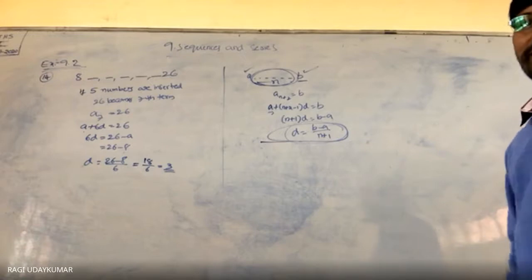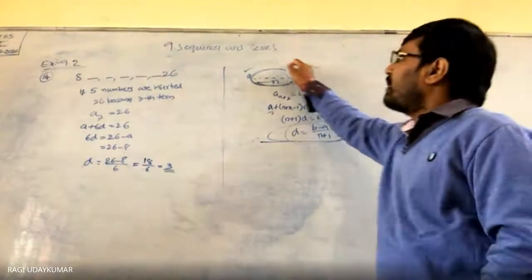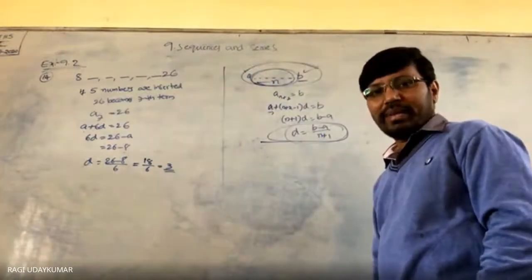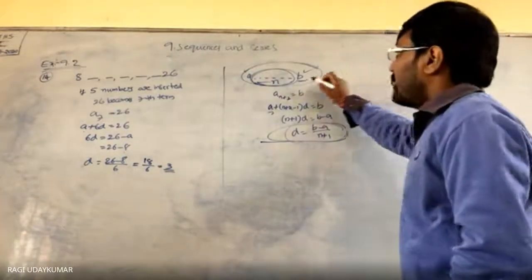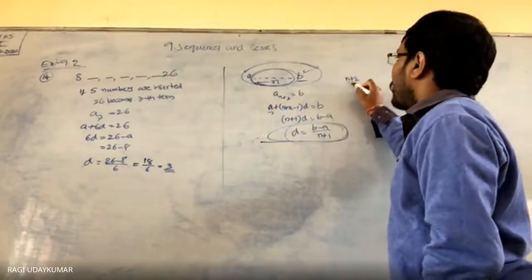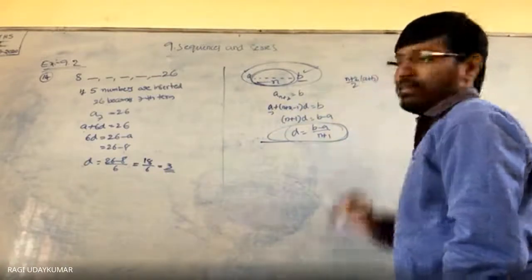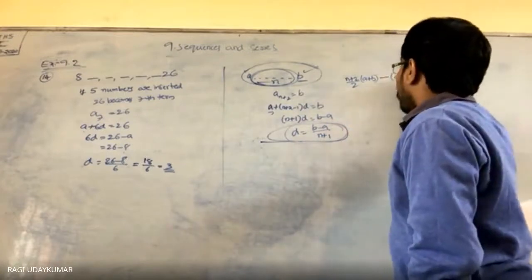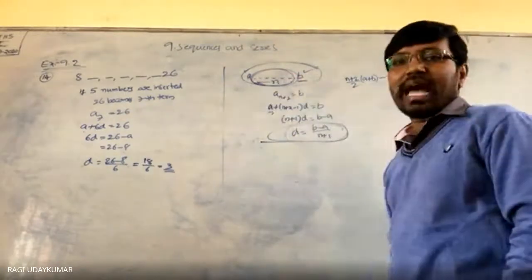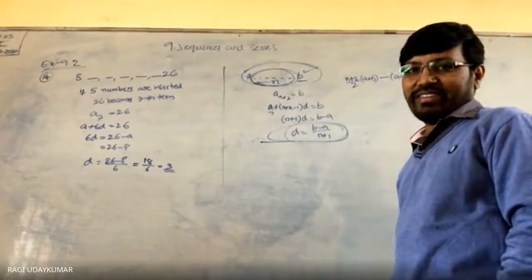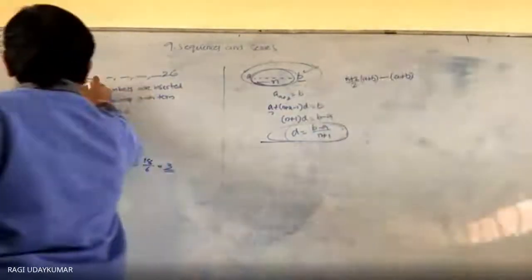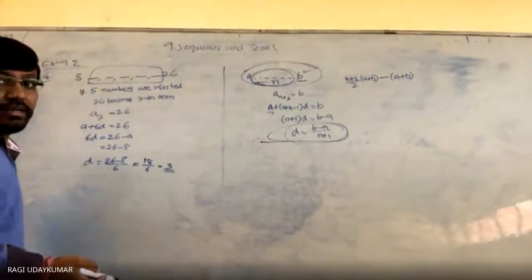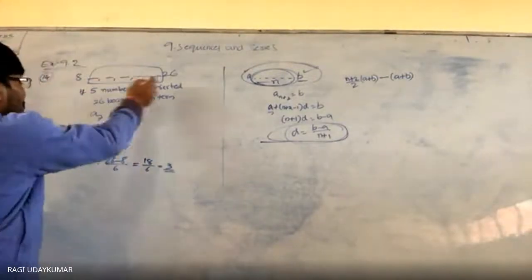Very simple here. What is the sum of all these arithmetic means? In total, how many numbers are there? n plus 2 numbers. So n plus 2 by 2 of a plus b in total, minus a plus b. You add both and then subtract the two. See, without finding the numbers inserted in between, you can find their sum.